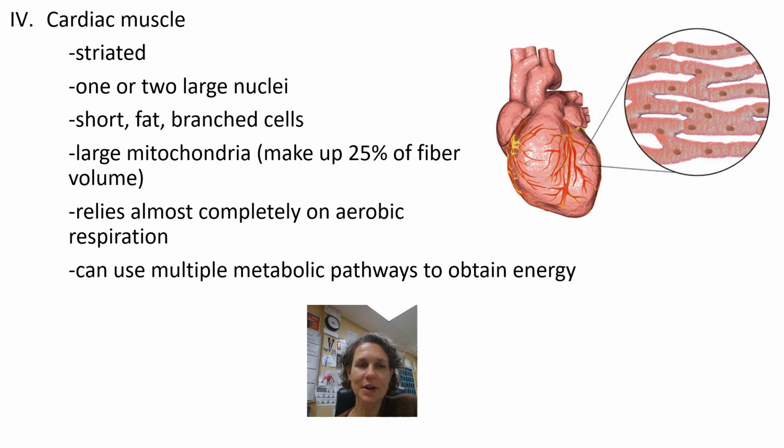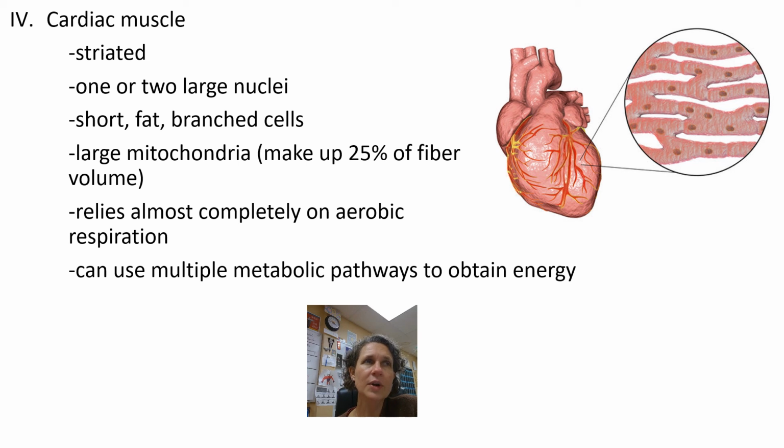Okay, so the last type of muscle is cardiac muscle. So the heart muscle, of course. So there's a picture of a heart. Remember, it is striated, so it has the stripes, which you can see a little more easily in this drawing. And one or two large nuclei. Again, it's a cell that needs to always be working. These cells are short, kind of squatty, fat cells, kind of branched. I know it looks like there's a bunch of space between them in that picture. It's not. They're all kind of smushed together, but the cells themselves are a little differently shaped.